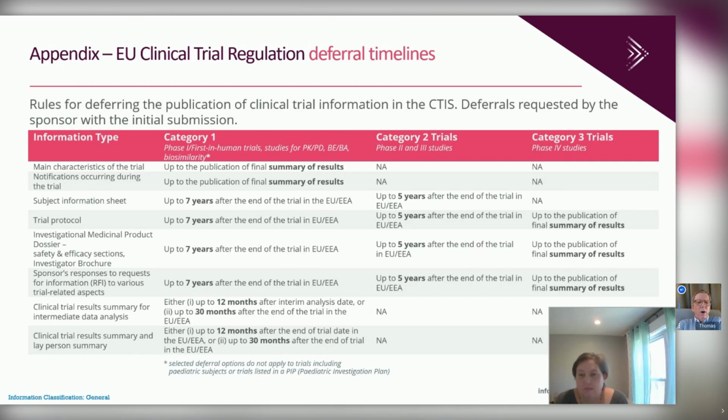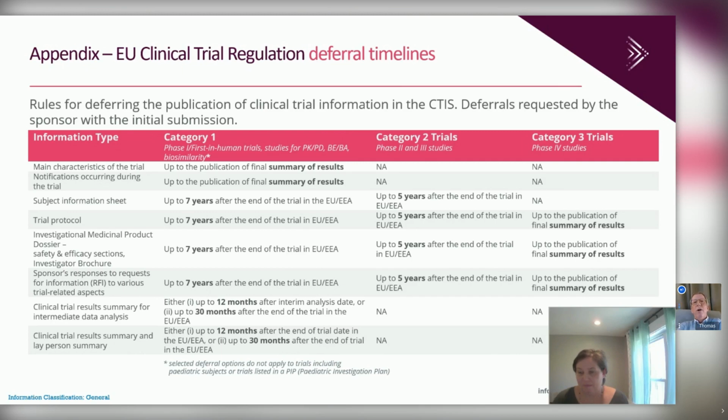So category 1, in essence, phase 1 studies, right? Those are the ones that have the longest possible delays for some of the data, though it depends very much whether they are pediatric participants or whether the study is part of a PIP. Category 2 trials are your typical phase 2-3 studies where delays are possible, especially because the product is often unapproved or the indication, so it makes sense to have some ability to delay. Though, as you can see by the NAs, it's not possible for certain elements of it.